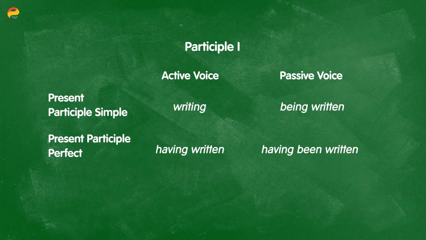In passive, it would be being written. We know from the passive voice to be written, in the participle form, it's just being written. To make it perfect, just like in the normal perfect tense, we would say having written, and in the passive voice, again, having been written. So this should look very familiar to you.